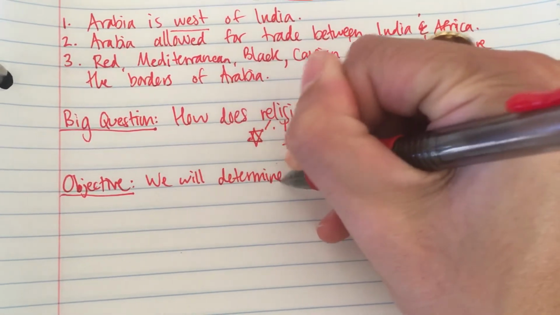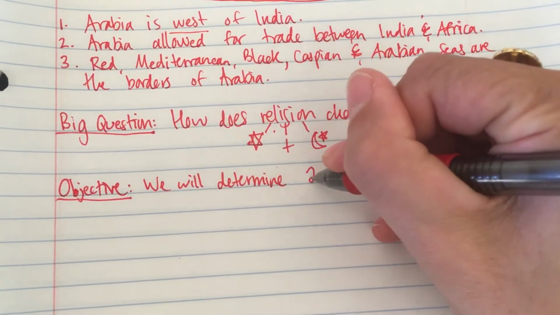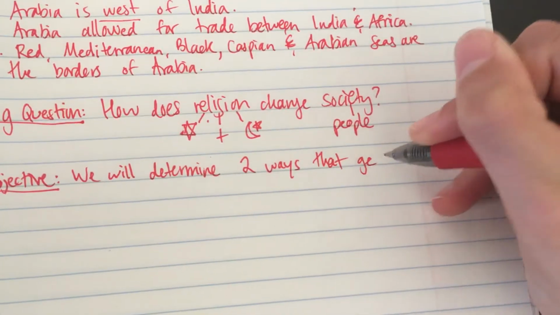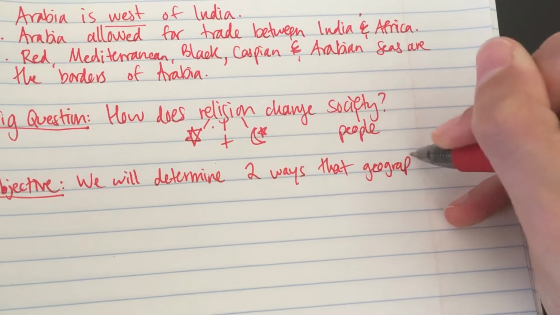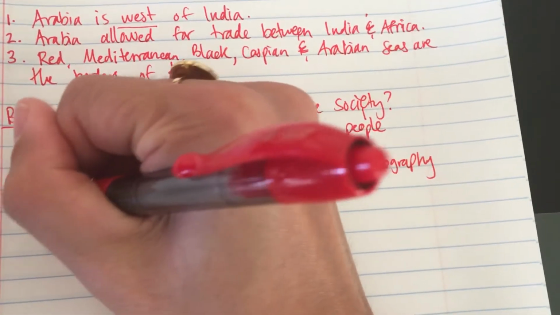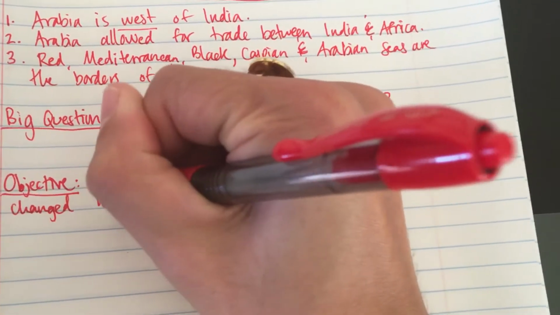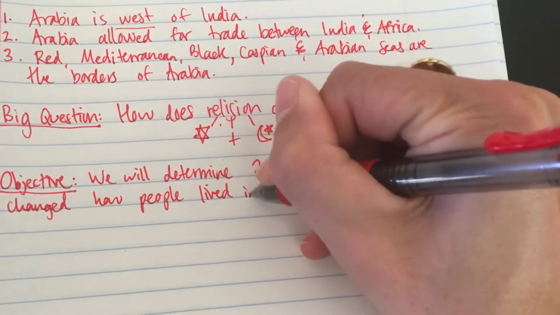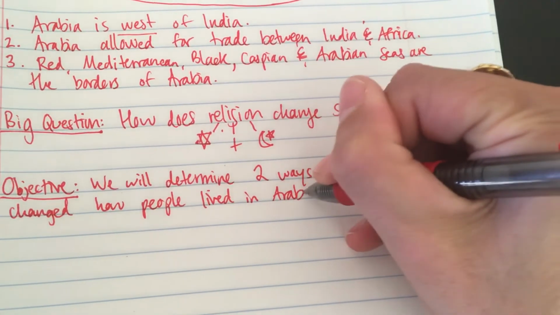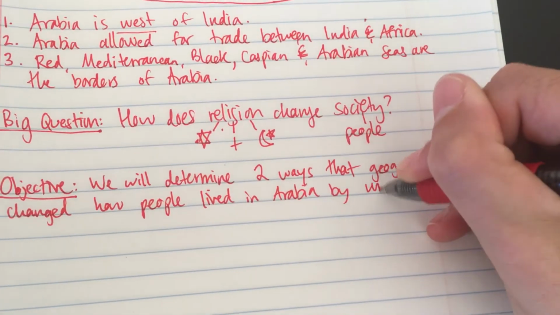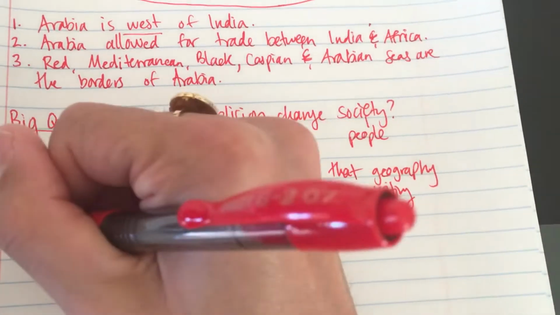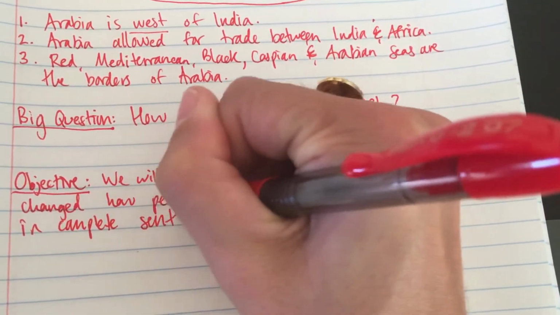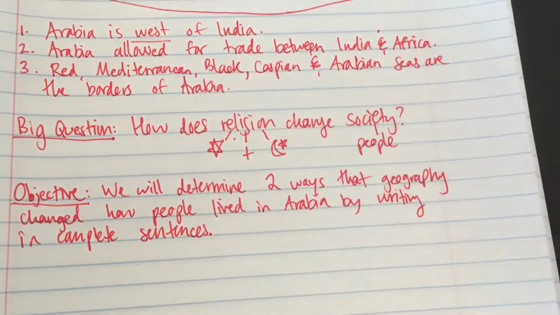So we're going to say, we will determine 2 ways that geography changed how people lived in Arabia by writing in complete sentences.